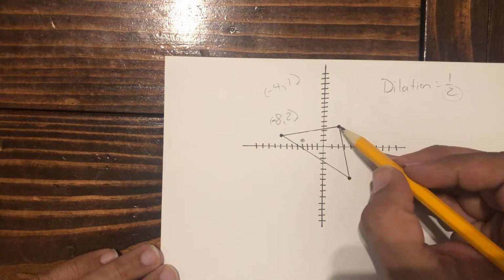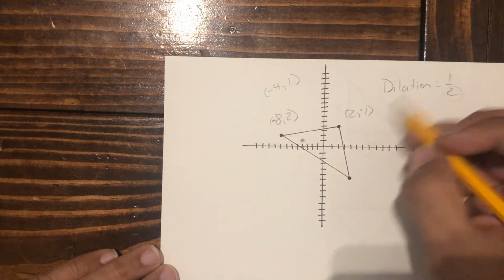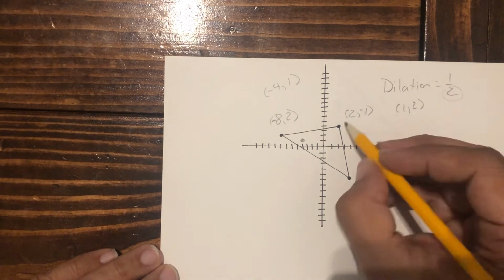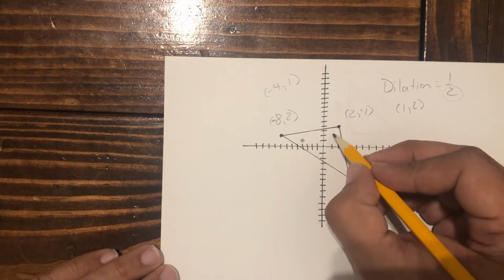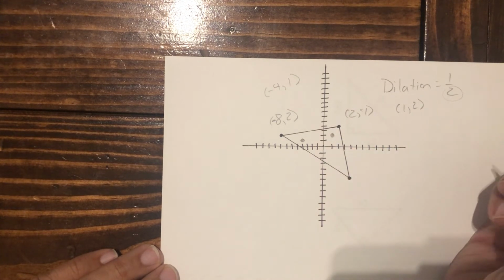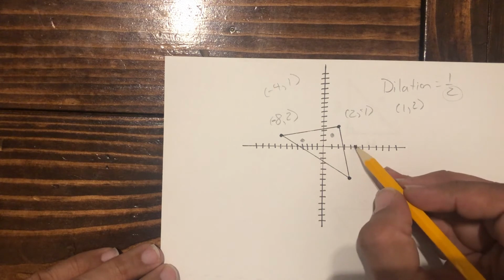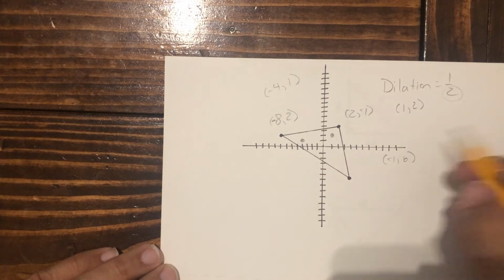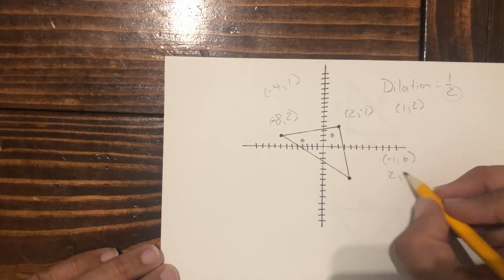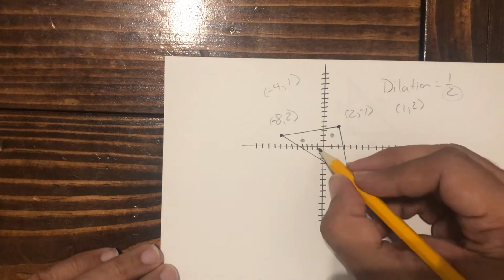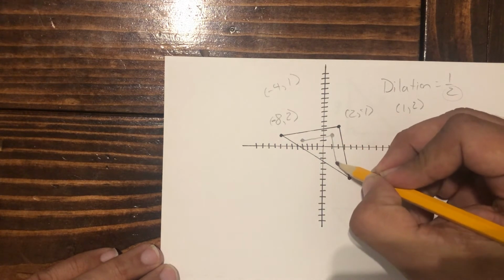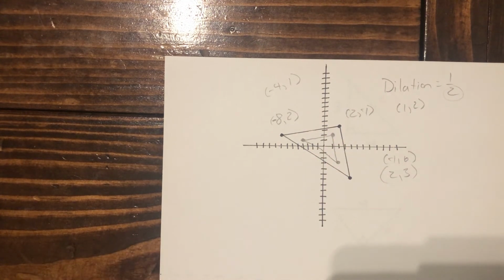Next, we'll look at this one. This is 2, 4. Now I'm going to divide everything by 2. Gotta cut this in half, and I cut this in half. So 1, 2 would be right here. Then this one is 4, 6. So we cut this in half, that'll make it 2, and we cut this in half, that'll be a 3. So now 2, 3 right there. And this is your dilated triangle. A triangle that has been cut in half. It's half the size of the original.